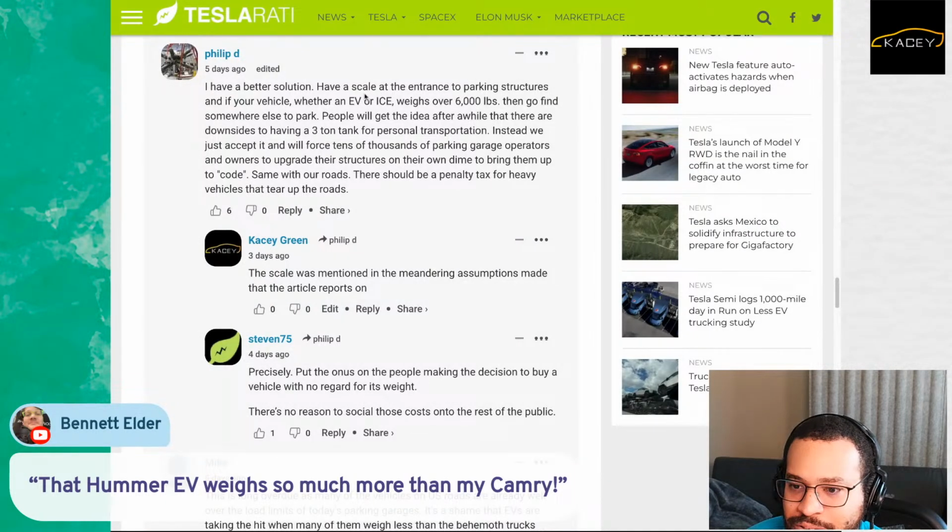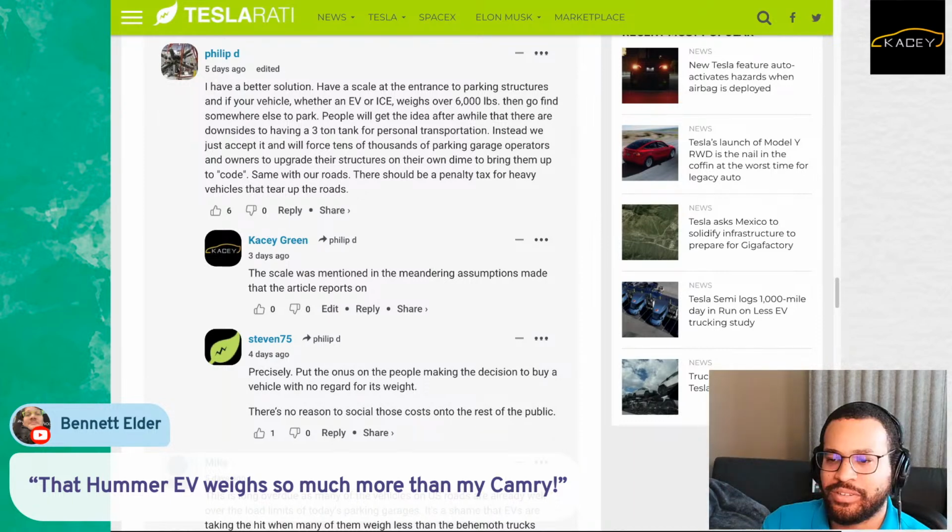I have a solution. Have a scale at the entrance to parking structures, and if your vehicle, whether an EV or an ICE, weighs over 6,000 pounds, then go find somewhere else to park. People will get the idea after a while that they're downsized to having a 3-ton tank for personal transportation. Instead, just accept it, and it will force tens of thousands of parking garage operators and owners to upgrade their structures on their own dime to bring them up to code with our roads. There should be a penalty tax for heavy vehicles that tear up the roads.